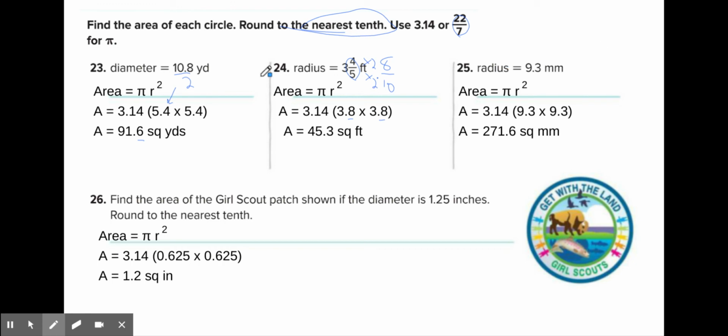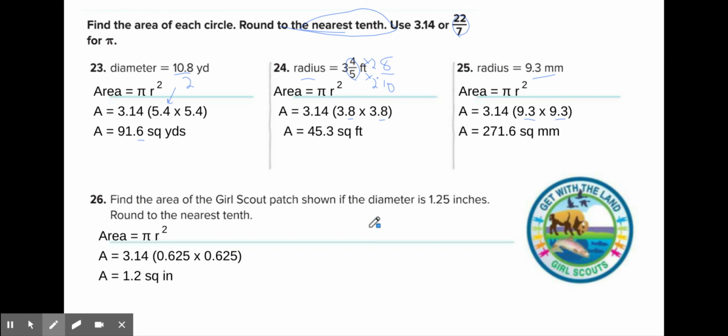All right. And again, you have to cut this in half because this is the radius right here. Same thing right here, radius right here. So you get the 9.93 times each other times your 3.14 for pi, and you get your answer, square millimeters.